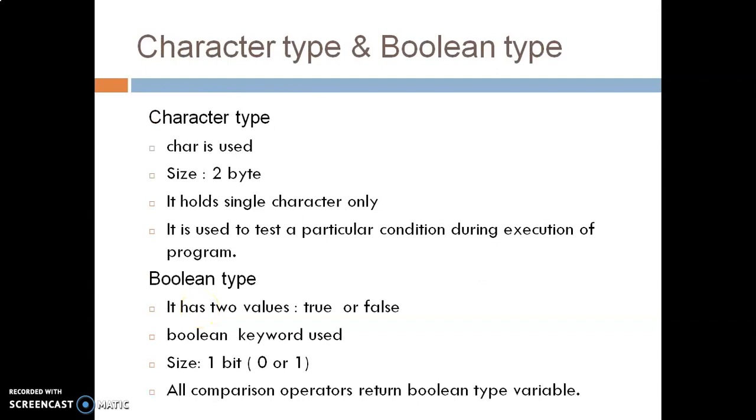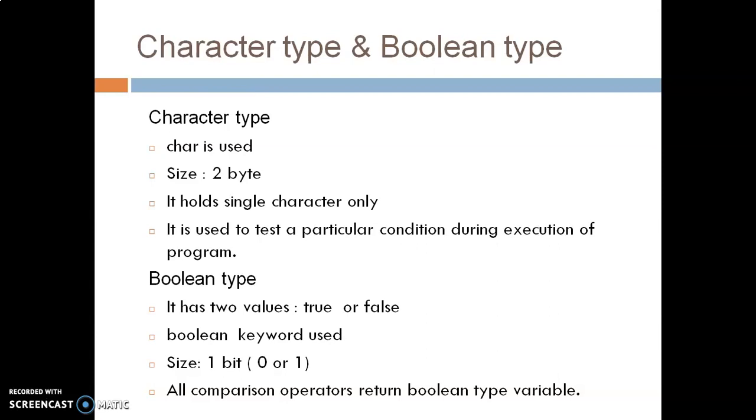Okay. Character and Boolean type. When I am talking about the character, the size is 2 bytes and it holds a single character only, as it is written here. Now about the Boolean type. The Boolean data type has only two values, true or false, 1 or 0. So the boolean keyword is used when there is a requirement of comparison.